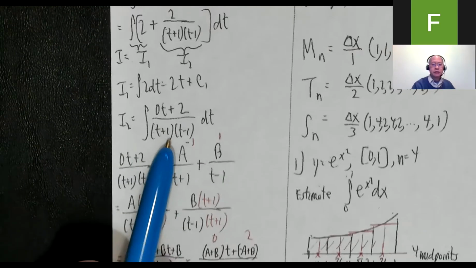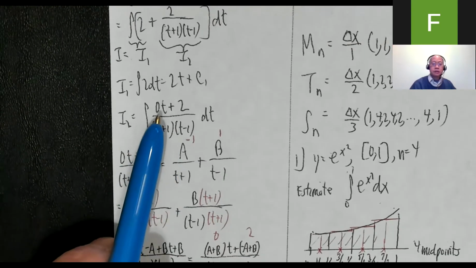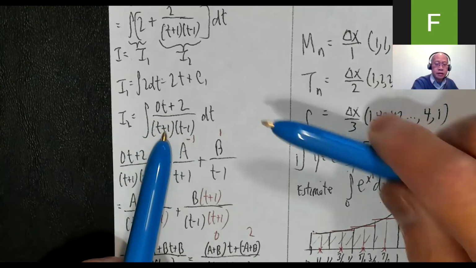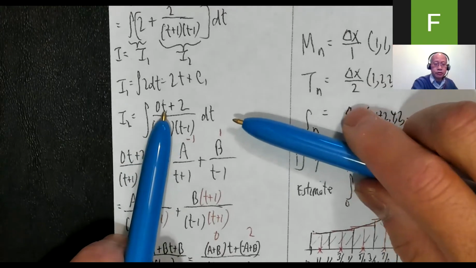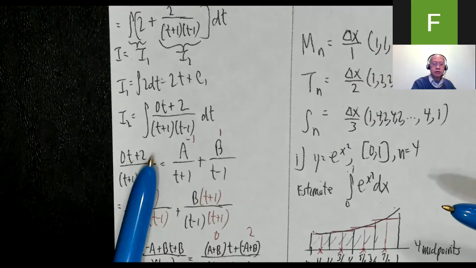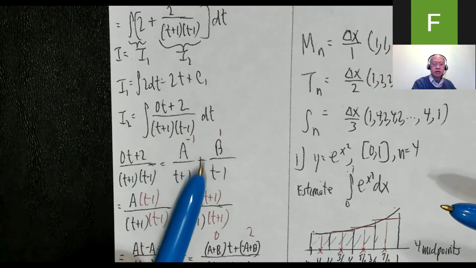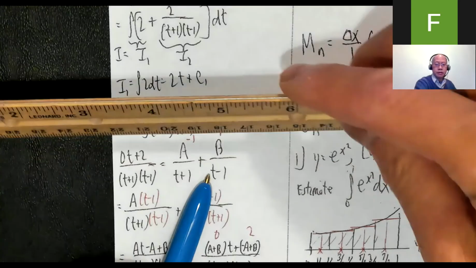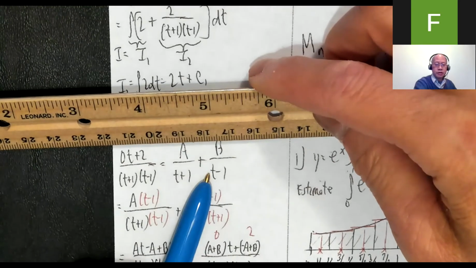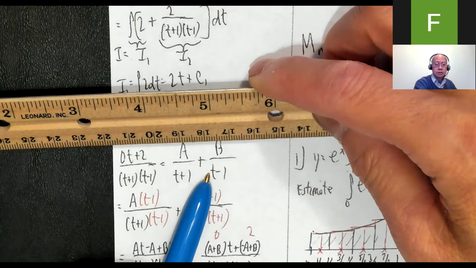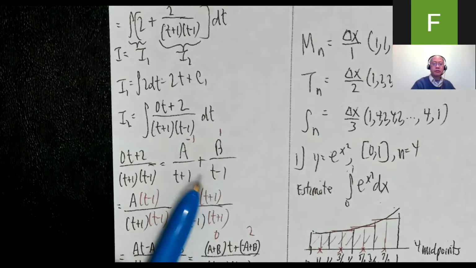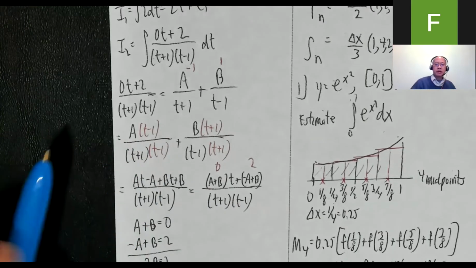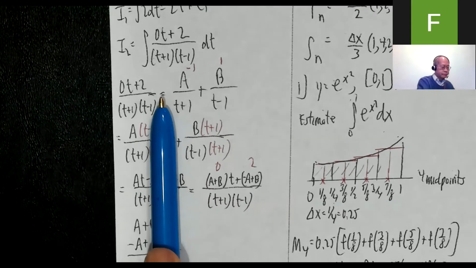So partial fractions, right? 2, I'll call it 0t plus 2. Again, the bottom is second degree. Therefore, the numerator needs to be first degree. 0t plus 2 is a over t plus 1 plus b over t minus 1. And again, temporarily ignore the negative 1 and 1, which is what they're going to become. But then we do the partial fraction stuff again. So a over t plus 1, b over t minus 1.